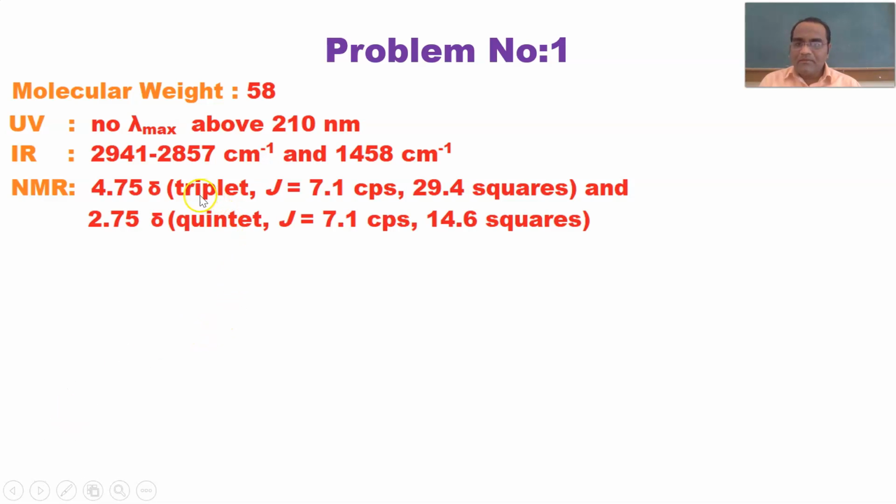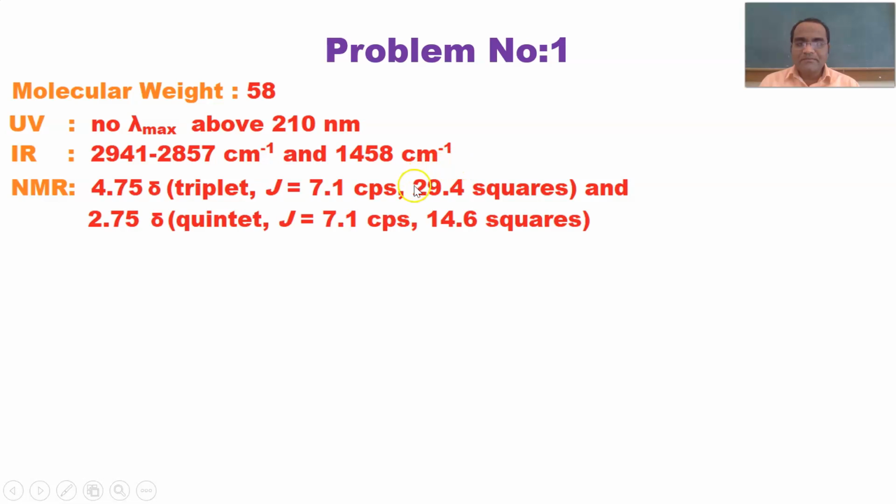Looking at the problem, the UV is not above 210 nanometer, which means it is not active in the UV region. Looking at the IR, it is giving only alkane type stretch and bend, so it does not have any functional group. Looking at the J values, they are similar, which means both the carbons are adjacent to each other. Now, 29.4 squares and 14.6 squares: what is the meaning of these squares?